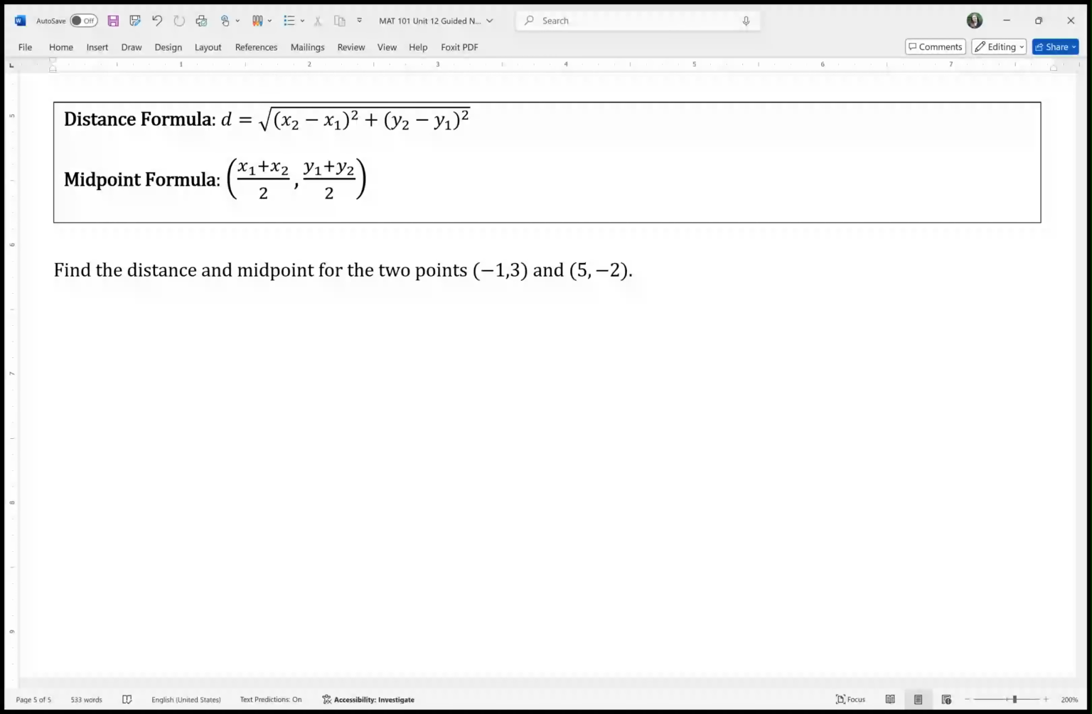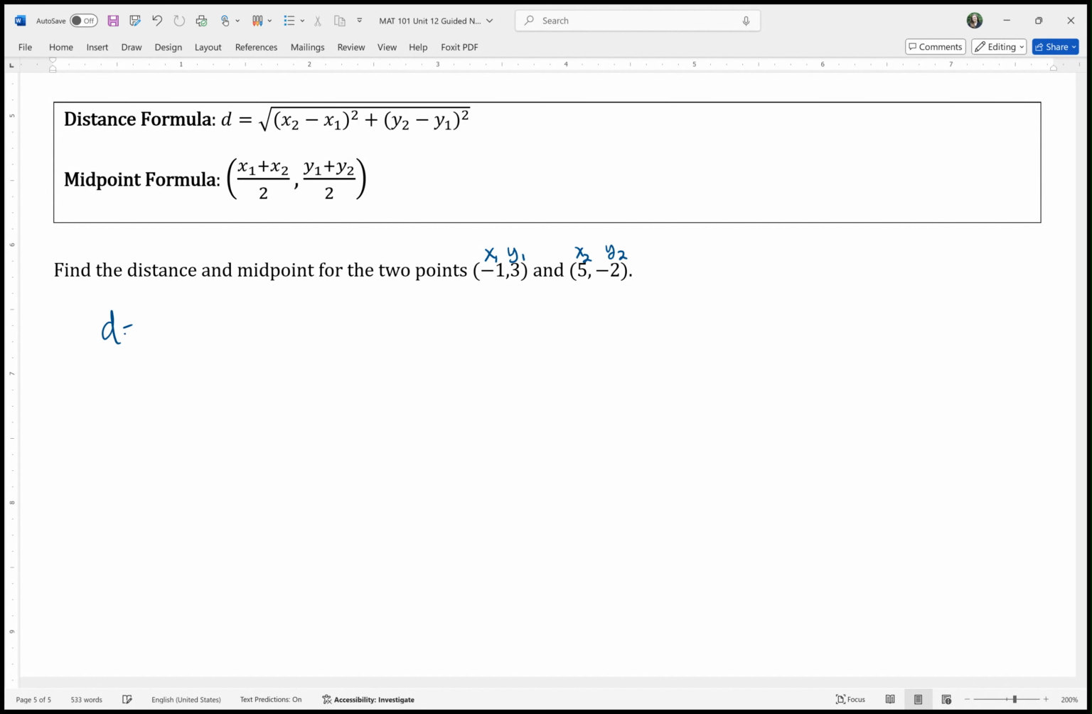Let's look at an example for distance and midpoint. We are going to use these 2 points. It says find the distance and midpoint for the 2 points, (-1, 3) and (5, -2). Both of these formulas require that you have these 2 points labeled, so let's do that first. x1 is -1, y1 is 3, x2 is 5, and y2 is -2.